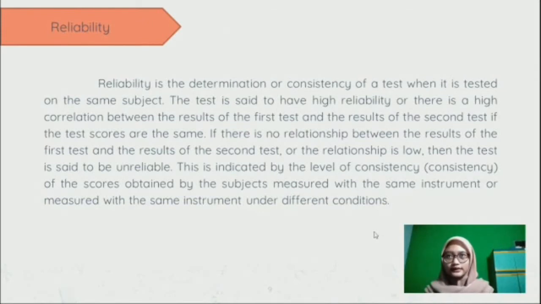Okay, next is reliability. It is the determination or consistency of a test when it is tested on some subjects. The test is said to have high reliability, or there is a high correlation between the result of the first test and the result of the second test, if the test scores are the same. If there is no relationship between the result of the first test and the result of the second test, or the relationship is low, then the test is said to be unreliable.